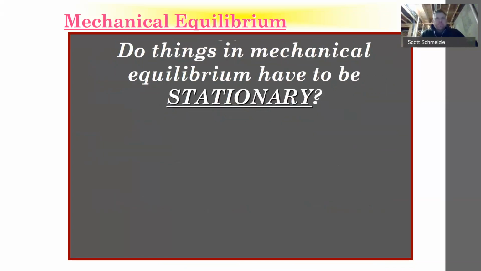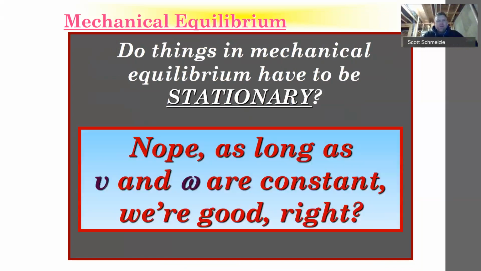Do things in a mechanical equilibrium have to be stationary? This is a key question for us. For our purposes, everything is going to be stationary. But in other cases, is this true? The answer is no. As long as your velocity or your angular velocity are constant, we should be all right.